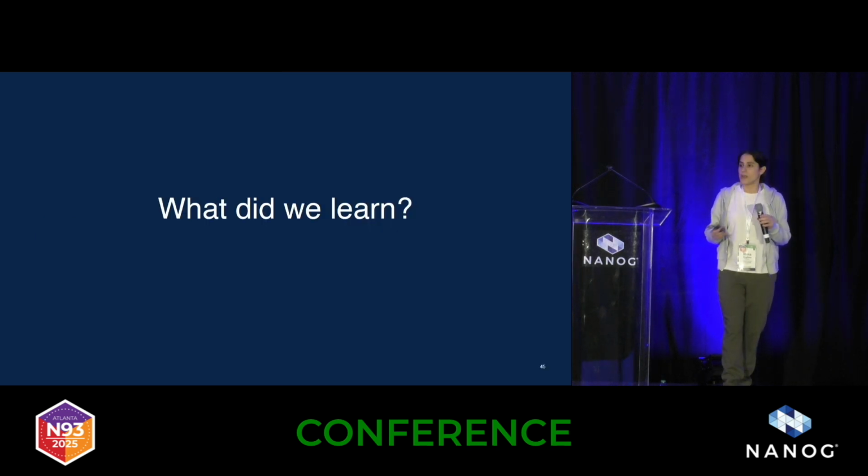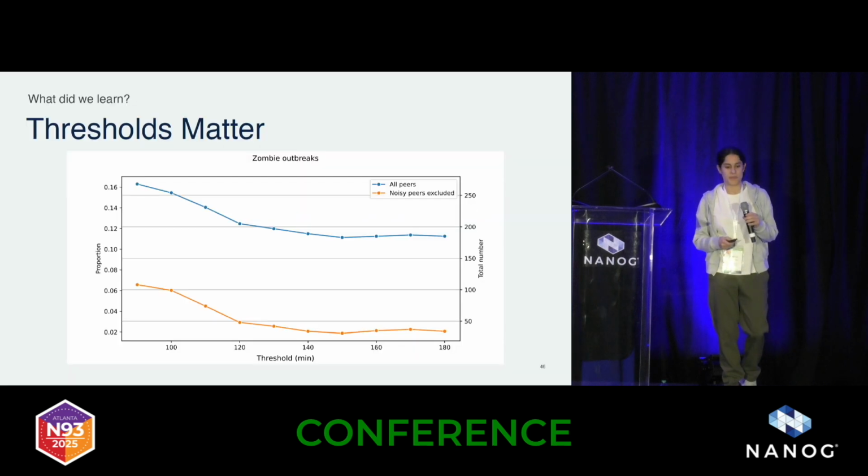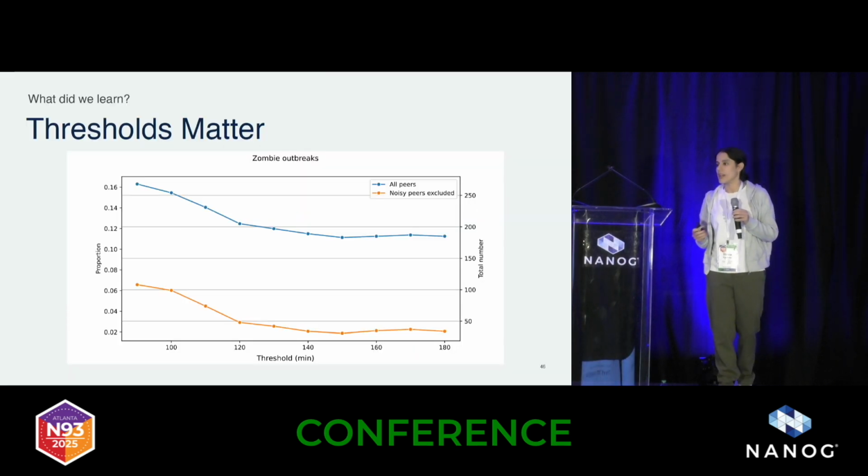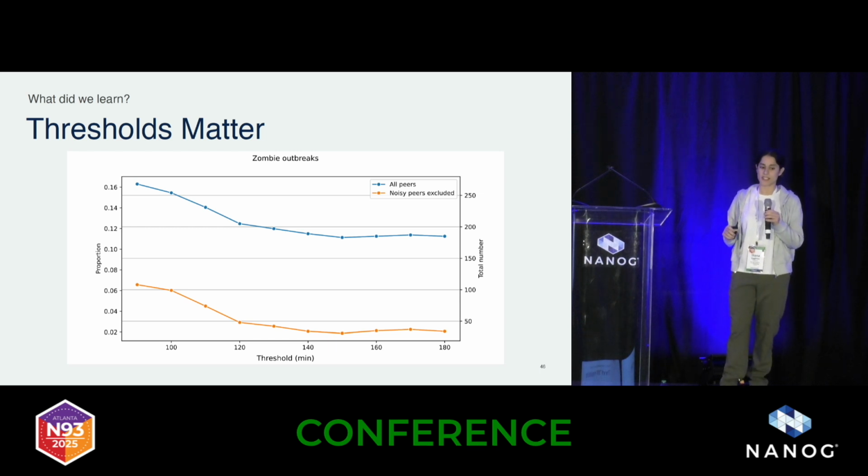So what did we learn from all of these experiments? First of all, as expected, the zombie outbreaks decrease over time. But as you see here, there is a rapid decrease in the number of the zombie outbreaks for the first couple of hours, and then they reach a plateau and they stay there for hours or even days.